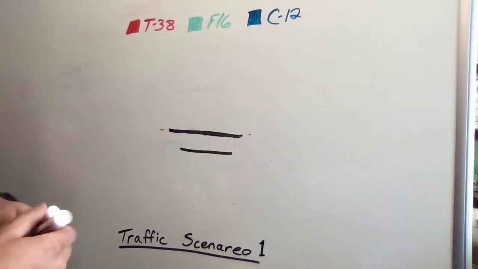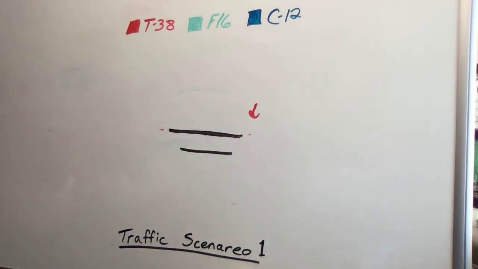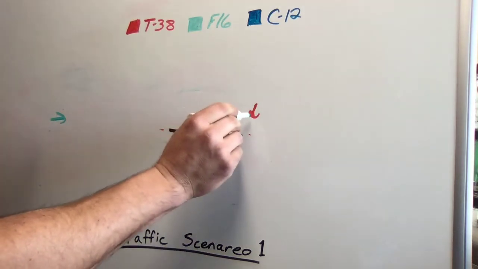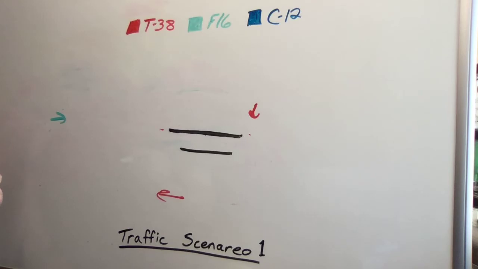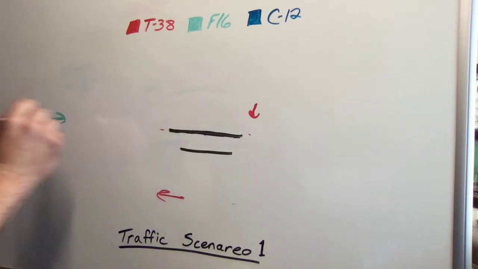So let me tell you how I did this. He was in the base turn. He was in the downwind, and the F-16 was 10 mile final. On initial contact, I told the F-16, Zoom 17, traffic T-38, opposite direction, right base, runway 5 right. And I told him to report 5 mile final.